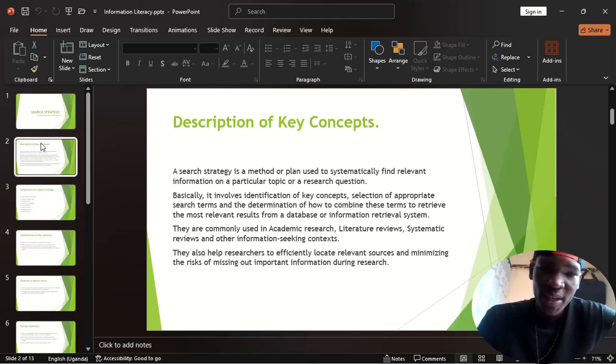We also saw that this search strategy is commonly used in academic research, literature reviews, systematic reviews, and other information-seeking contexts. We also saw that they help researchers efficiently locate relevant sources, and they also help to minimize the risk of missing important information during the research that is being done.